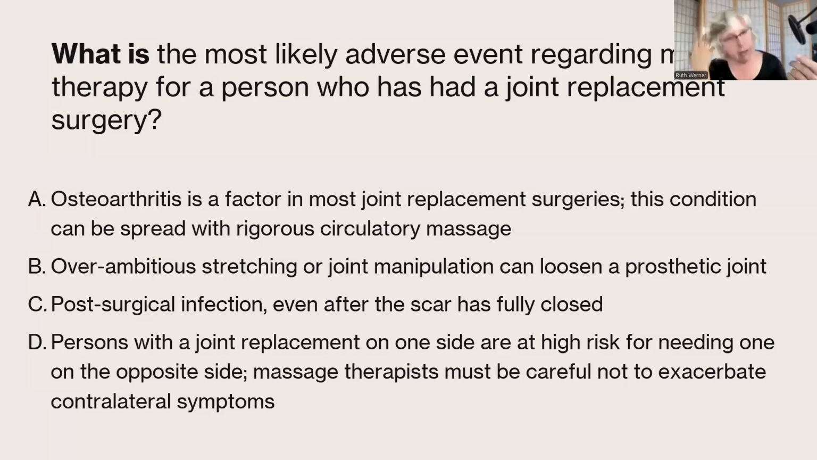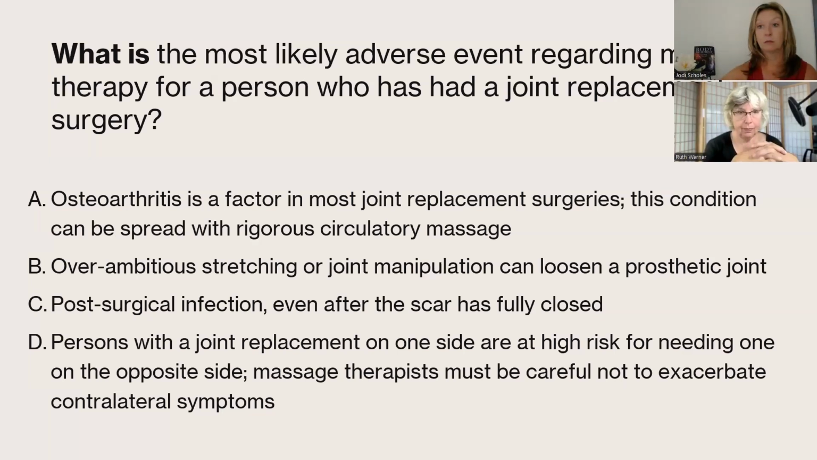A, osteoarthritis is a factor in most joint replacement surgeries. This condition can be spread with rigorous circulatory massage. B, overambitious stretching or joint manipulation can loosen a prosthetic joint. C, post-surgical infection, even after the scar has fully closed. Or D, persons with a joint replacement on one side are at high risk for needing one on the opposite side. Massage therapists must be careful not to exacerbate contralateral symptoms. So contralateral means, of course, the other side.